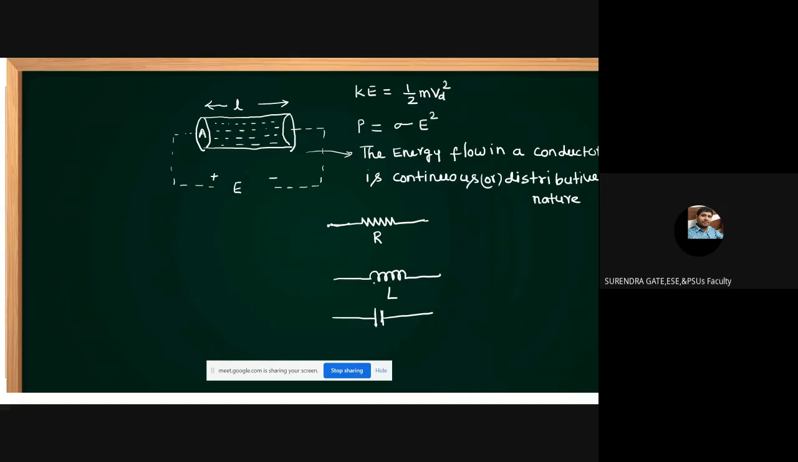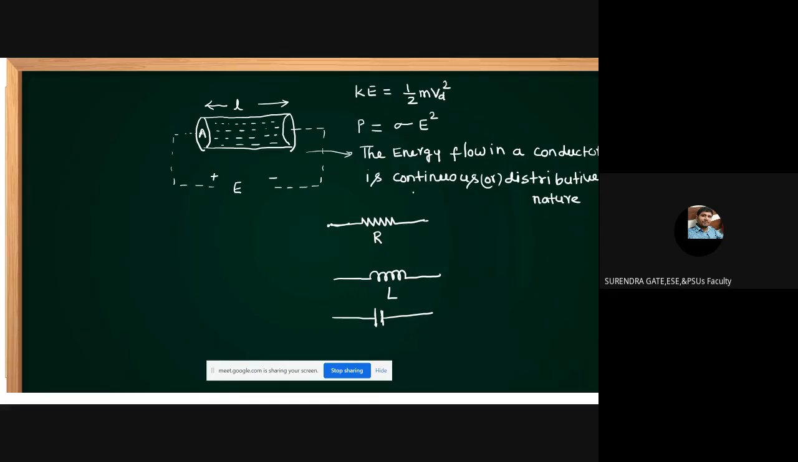Why these elements come into existence is to represent the loss of energy, or opposition to the flow of current. Opposition to the flow of current is represented by three lumped parameters: resistance, inductance and capacitance. Now the question is, what is the direction of current in all these elements? What is the polarity across all these elements?